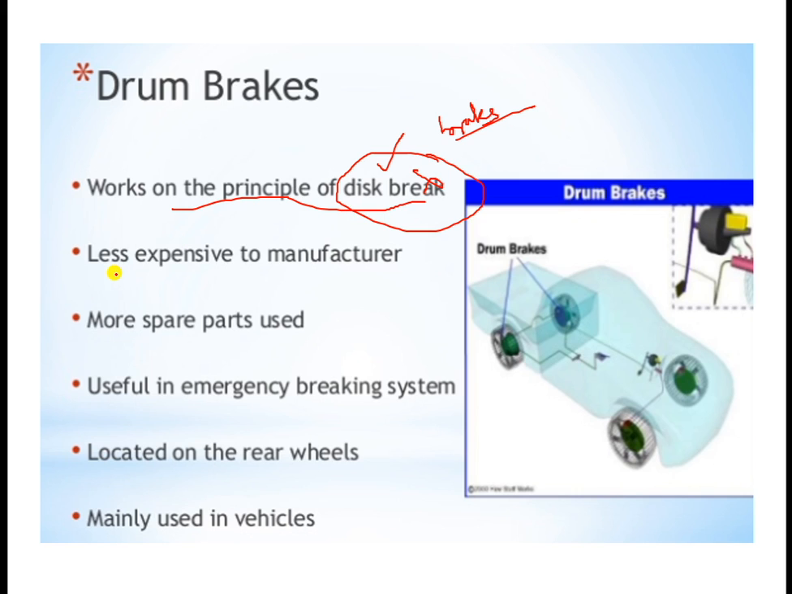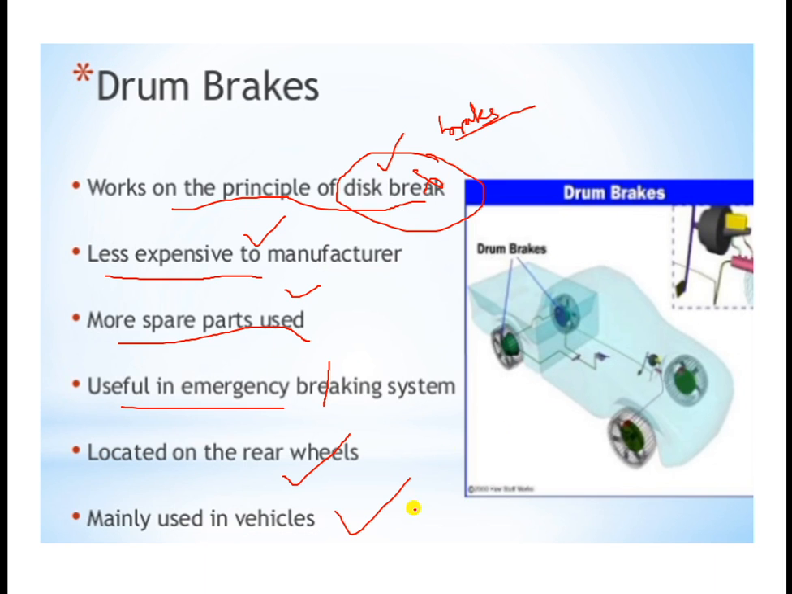It is less expensive compared to the disc brakes, but more spare parts are required. It has a higher number of components and parts as compared to the disc brake. It is useful as an emergency braking system. Try to remember this. The spelling has been somewhat wrong here. It is generally located in the rear wheels. For the front wheels, I already told you that disc brakes are generally available, and many vehicles prefer to have disc brakes on all the wheels.